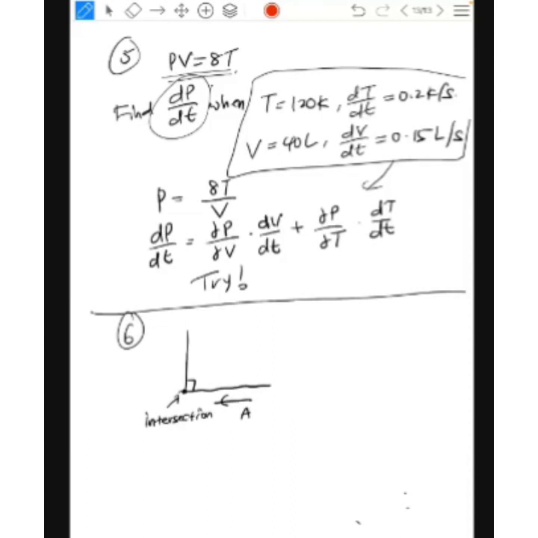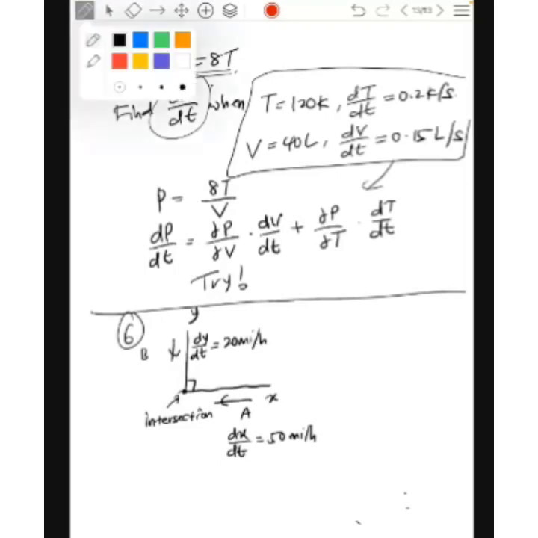So let's say this is x, this is y. So dx/dt is 50 miles per hour. And lorry B, down here, is moving, so dy/dt is 20 miles per hour. At what rate is the distance between the lorries changing? So the distance between the lorries is measured by the hypotenuse.